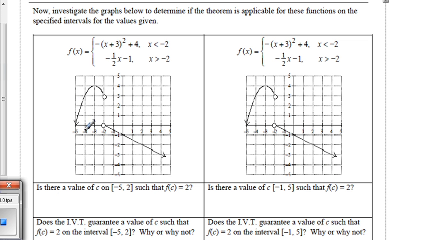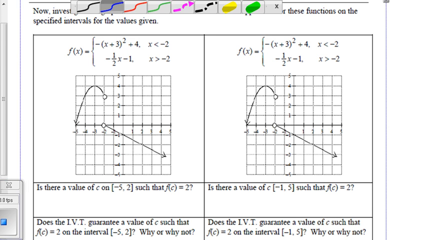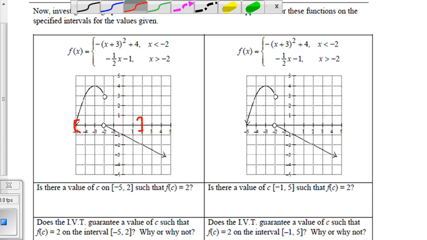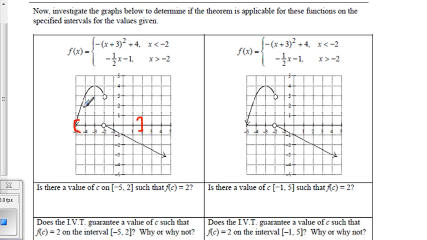So now we want to look at these graphs to determine if the intermediate value theorem is applicable to these functions for the given intervals, for the values given. So is there a value of c on negative 5, 2 such that f of c equals 2? So let's first put the interval. So I'm going from negative 5 to positive 2. So somewhere in here, is it equal to 2? And let me just change that. So yes, right here, that's equal to 2.